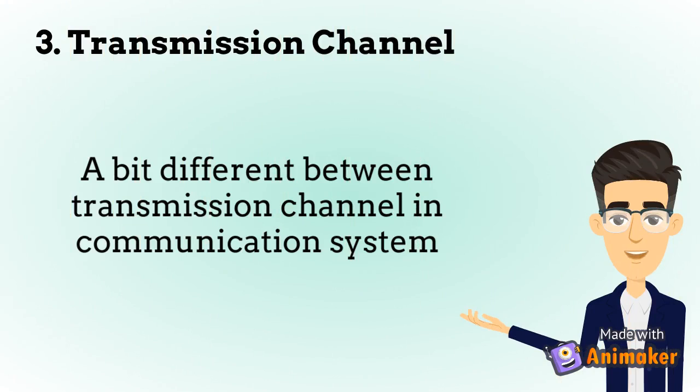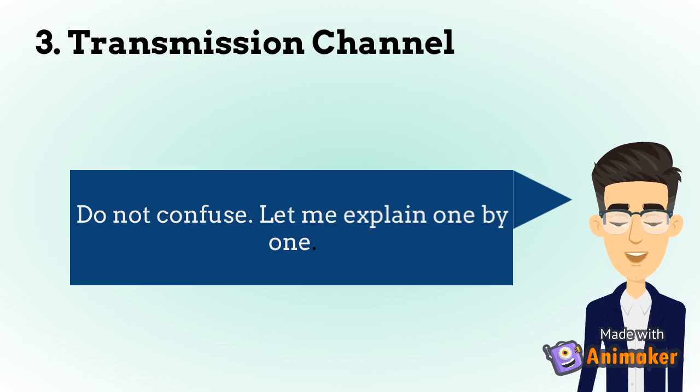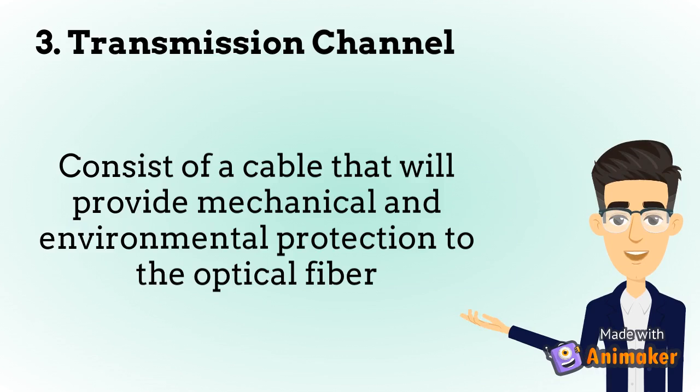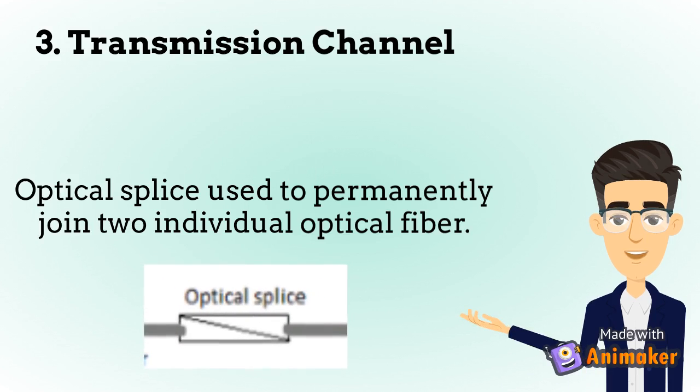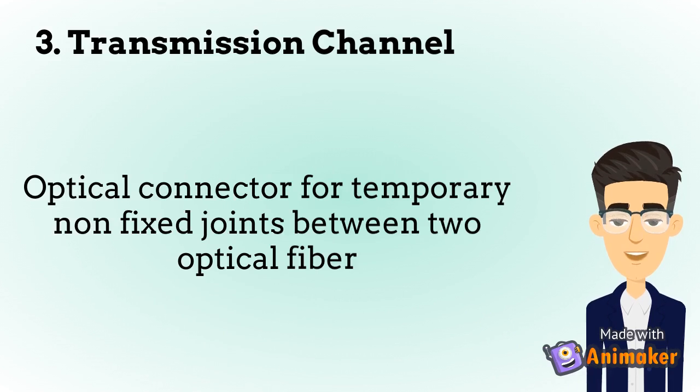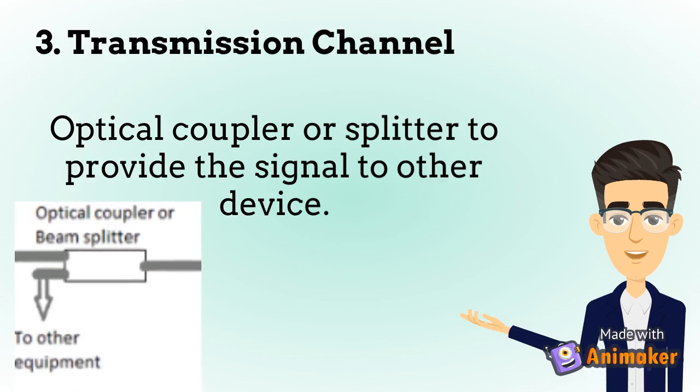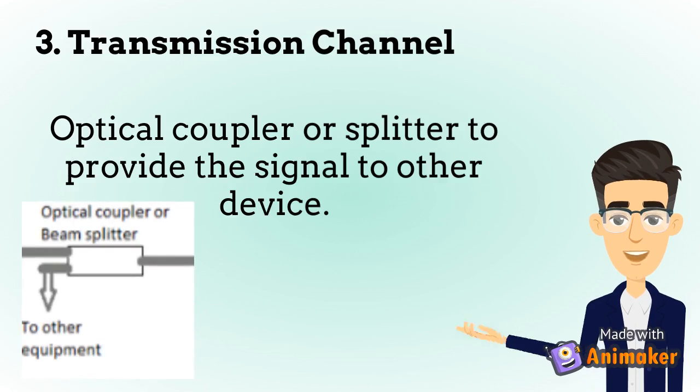Transmission channel is a bit different from the transmission channel in a communication system. Do not confuse them, let me explain one by one. Transmission channel consists of a cable that provides mechanical and environmental protection to the optical fiber. Optical splice is used to permanently join two individual optical fibers. Optical connectors are for temporary non-fixed joints between two optical fibers. Optical coupler or splitter is used to provide signal to other devices.